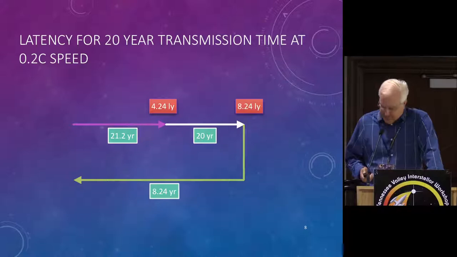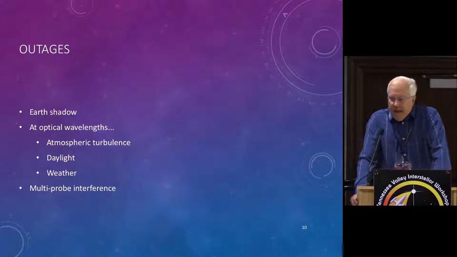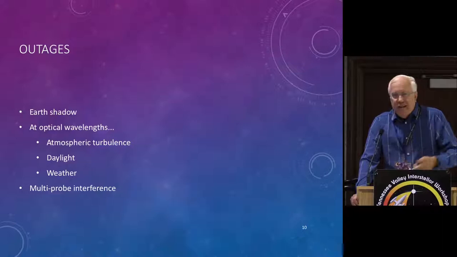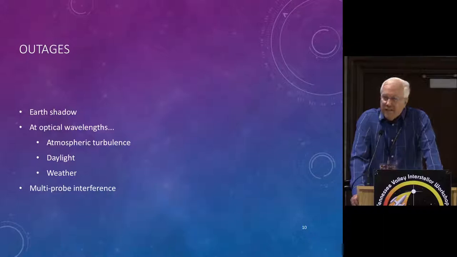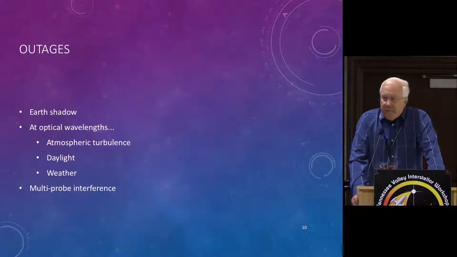Now, I mentioned that we can transmit one image back faster than that. There is, however, a limitation on how fast we can get one image back, and that's outages. We're going to pay two prices for moving from radio to optical wavelengths. One price is that the dimensionality of our transmit-receive arrays increases by the same five orders of magnitude, the precision with which we make those components. Another price we pay is that the signal is going to be heavily affected by atmospheric effects.